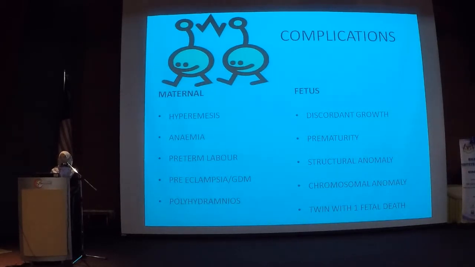And for the fetus, we will have discordant growth in the case of selective IUGR or twin-to-twin transfusion syndrome, premature baby, premature delivery, and structural anomaly, more common than in singleton babies. Again, chromosomal abnormality, the risk is about 8 to 10%. In monochorionic, it's more compared to dichorionic pregnancy. And twin with one fetal death.